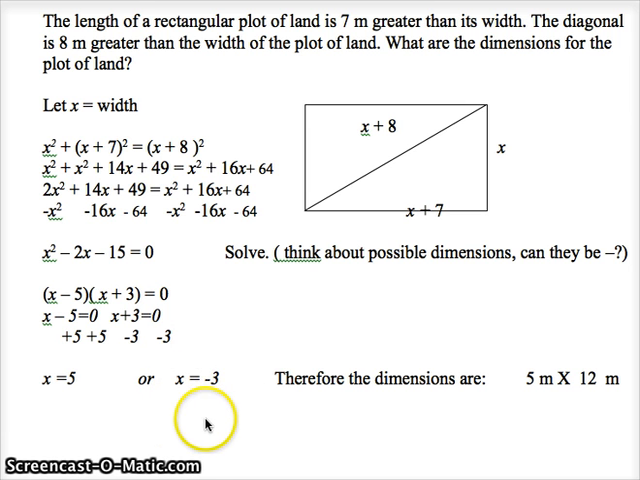But is it possible to have a width of a negative measurement? No. So we know that 5 is our only logical value for a width. Therefore the dimensions will be 5, and then the length was 7 more than that, so 12. So the rectangular plot of land is 5 meters by 12 meters.